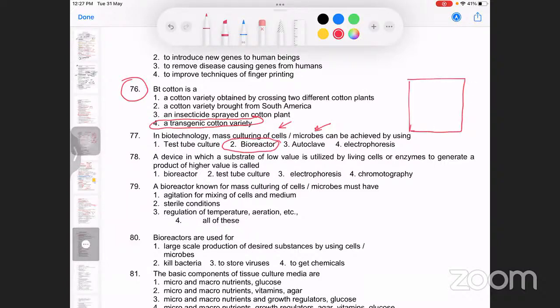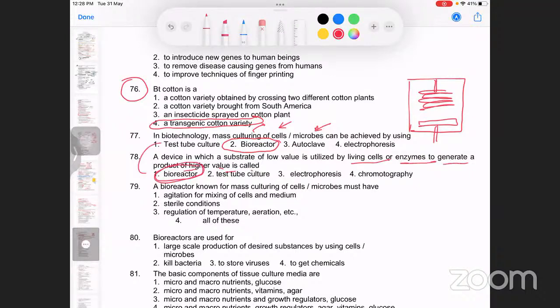Bioreactors are huge vessels, which can be either a sparged tank or a stirred tank bioreactor. Bioreactors are the mass culturing vessels used in culturing microorganisms and other products. A device in which a substrate of low value is utilized by living cells of organisms to produce a higher value compound, that is bioreactors.